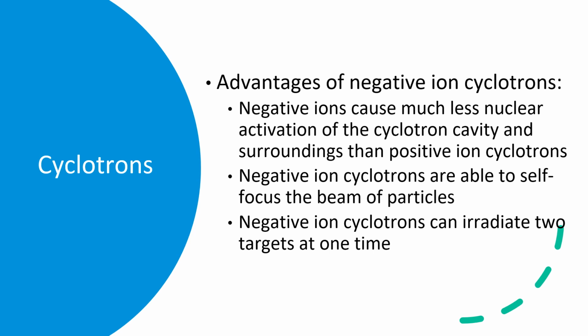There are a couple advantages of negative ion cyclotrons, which are some of the reasons why almost all the modern cyclotrons are negative ion for our use. The negative ions will cause much less nuclear activation of the cyclotron and the surroundings than a positive ion cyclotron will. Negative ion cyclotrons are able to self-focus the beam towards the target, and negative ion cyclotrons can irradiate two targets at the same time.